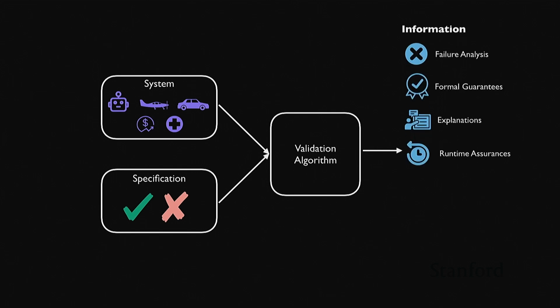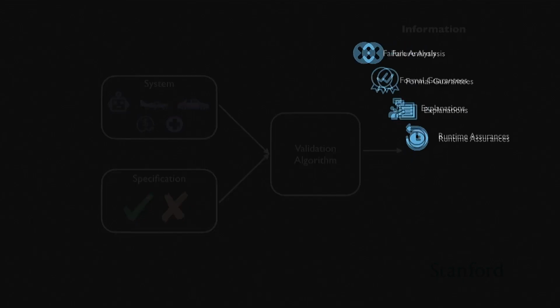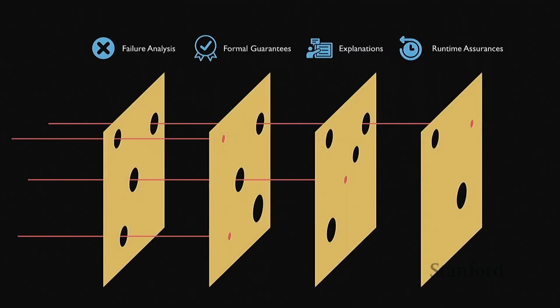All the way to when we deploy the system at runtime, we could deploy it with some online validation that allows us to continue checking if our system is operating as intended when it's out in the real world. And so we're actually going to discuss algorithms from all of these different categories throughout the quarter.